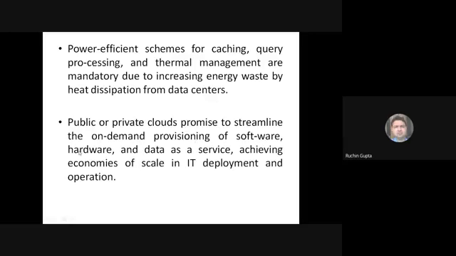Public and private clouds promise to streamline the on-demand provisioning of software, hardware and data as a service, and that's why they achieve the economy of scale in IT deployment and operation. So both kinds of clouds, public and private, are capable of provisioning resources, be it hardware, software or data, and that's why they provide scalability in the utilization of all these different resources in the cloud computing paradigm.